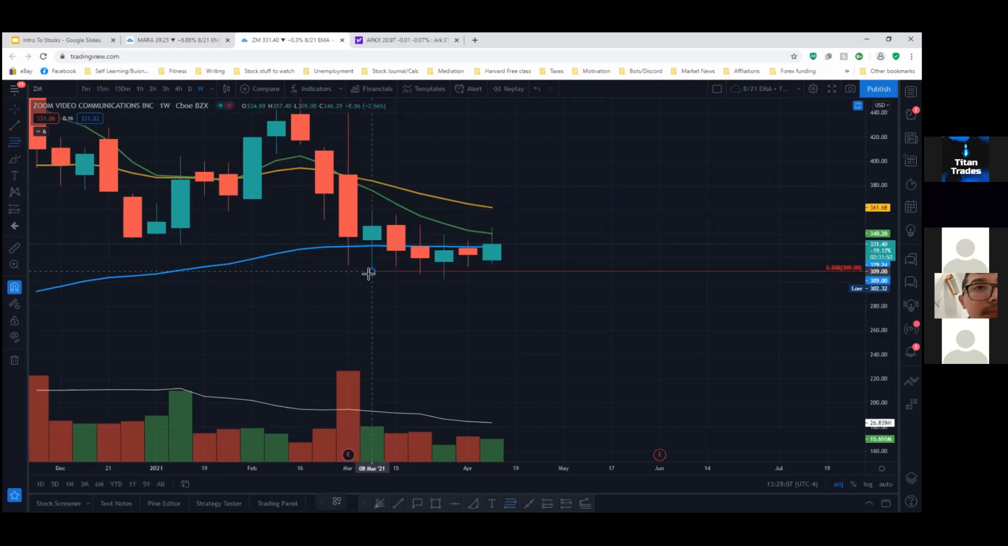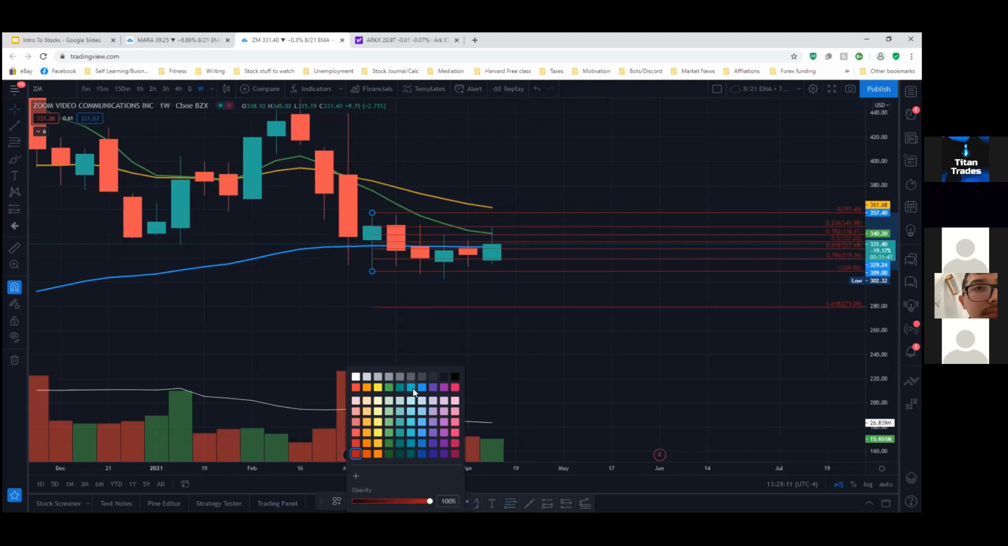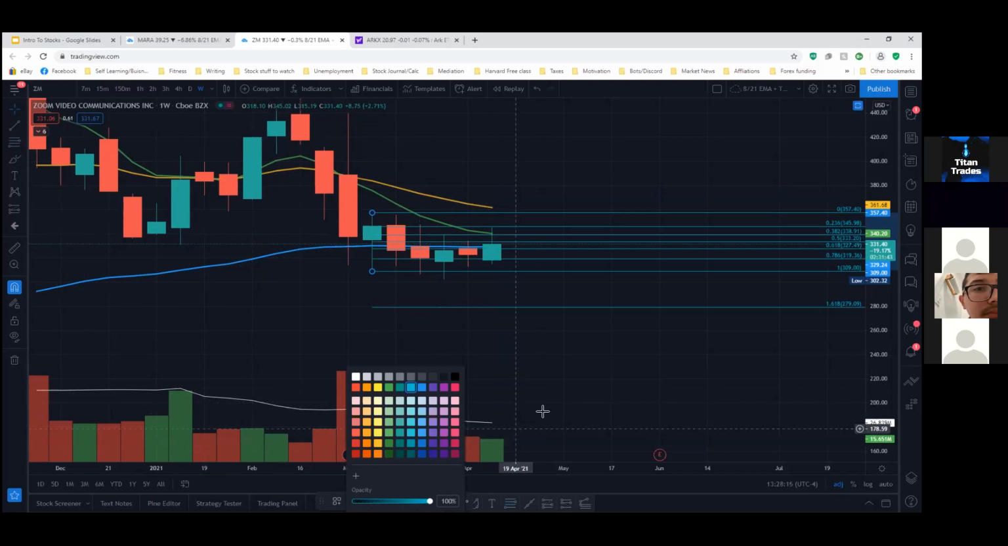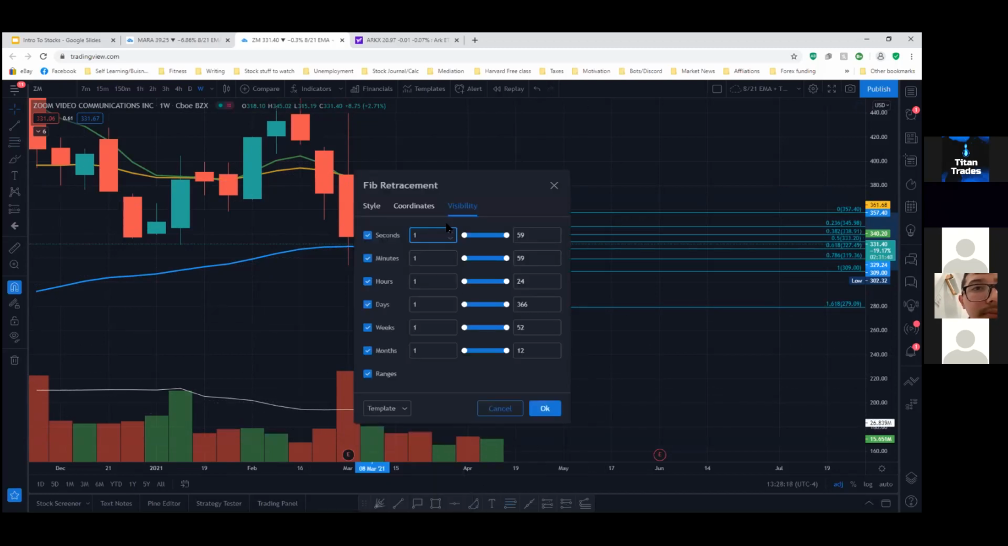Same exact thing: bottom wick, top wick. I make this one blue. Then again, it's your personal preference, just for me personally, I make it blue. Then I go to visibility.